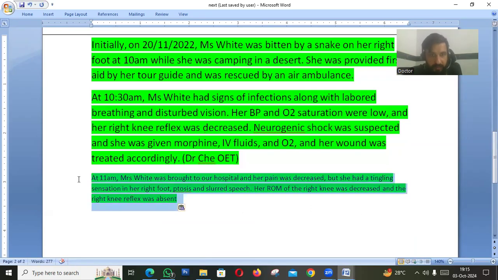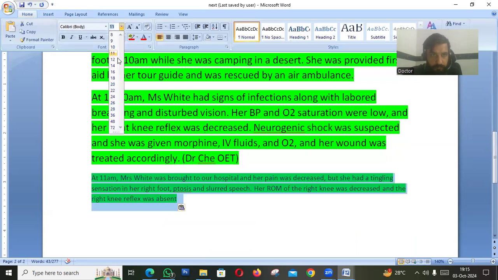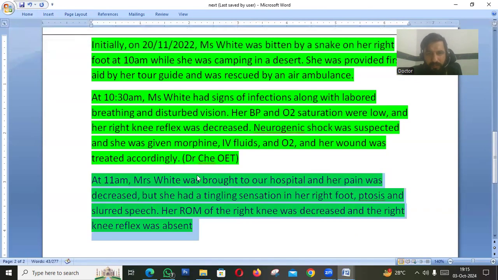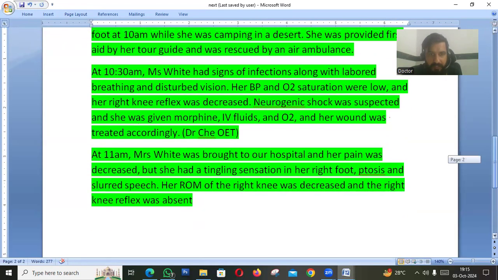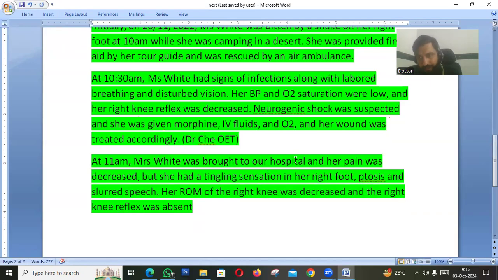Okay, so what I have done is, you don't even need to mention "our hospital." Yes, she was brought to hospital. Okay, at this time Miss White was brought to hospital. You can skip "our," just "brought to hospital." You can even write the name of the hospital, Dr. Che hospital also. Okay, because you are the author of your letter, you can write anything. You can write whatever name of hospital.